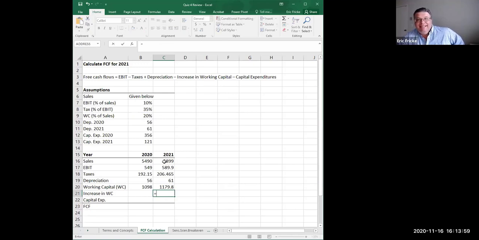So now we have to calculate the increase in working capital. The increase is the current year, which is in cell C20, minus the previous year, right? And so we hit return on that. And so that is the increase in working capital for 2021. I'm not going to worry about the rest of the stuff for 2020 because that's pretty much all we need from 2020. Capital expenditure in 2021 is this right here.